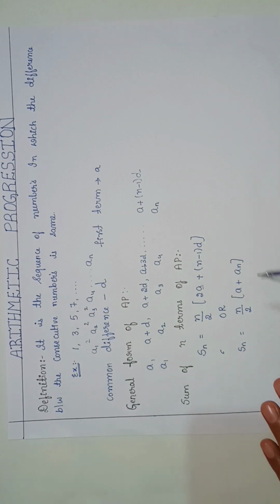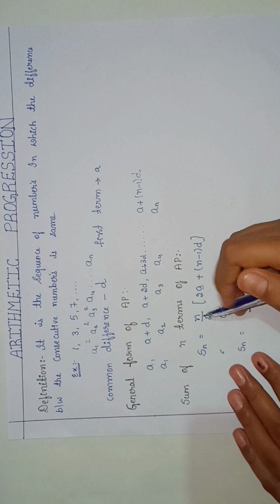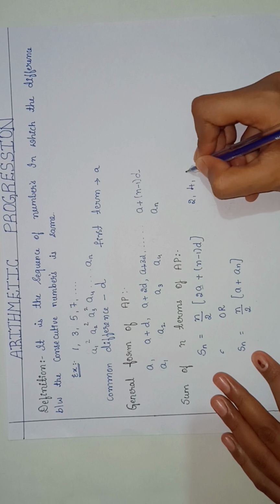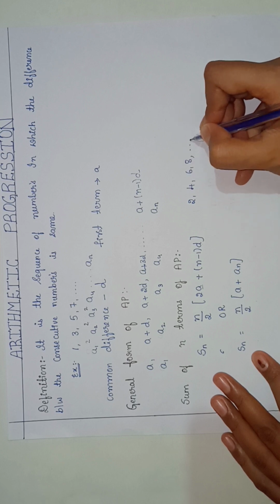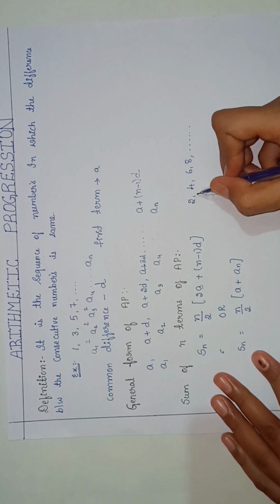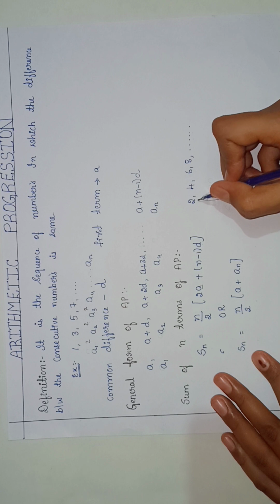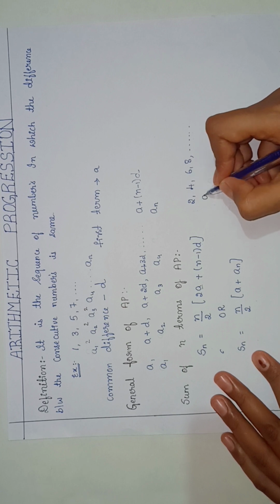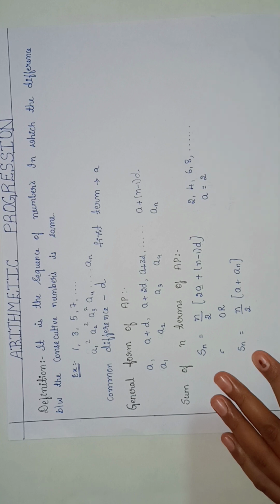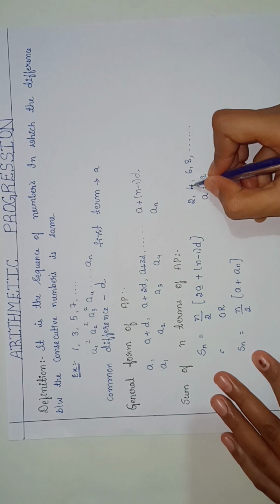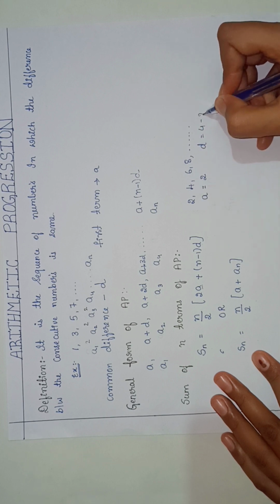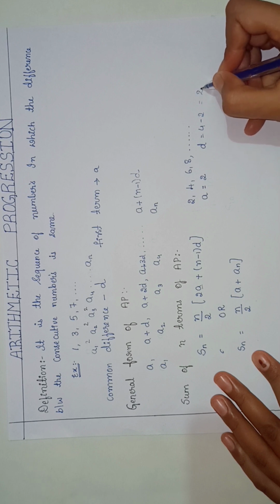Now, why are these formulas used? Let me clear it with an example. I'll consider one arithmetic progression: 2, 4, 6, 8 and so on. Now observe this arithmetic progression. Here the first term is denoted by a and it is equal to 2. And the common difference you get if you subtract two consecutive numbers. d is equal to 4 minus 2, that is 2.